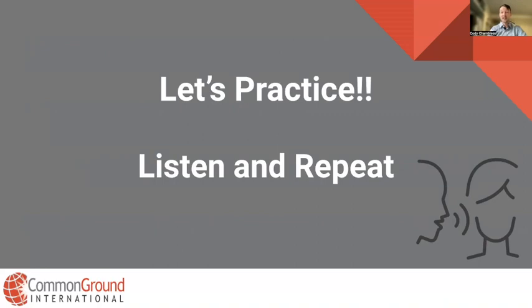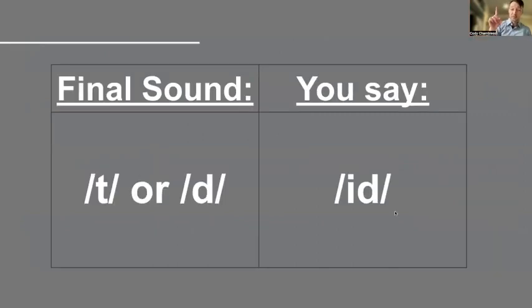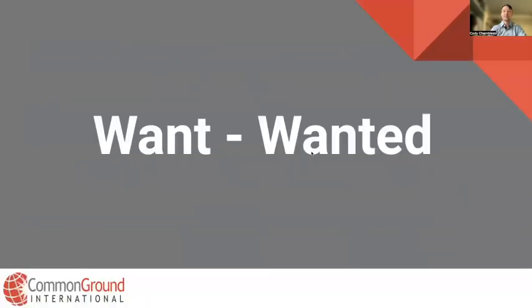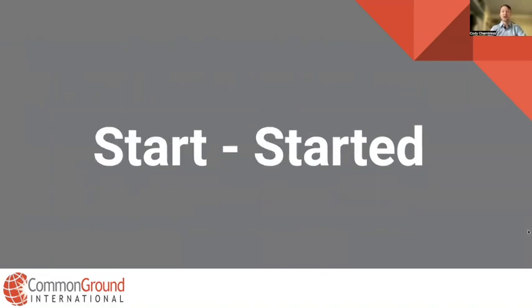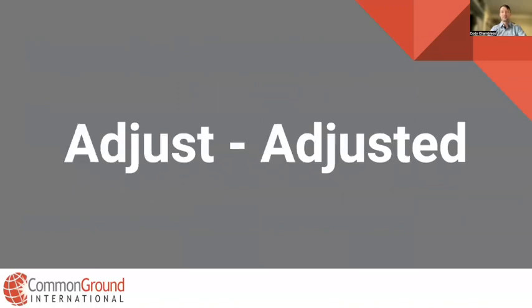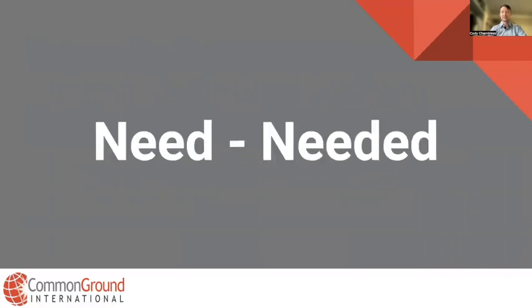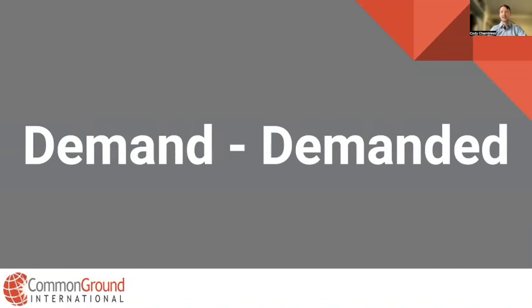Please listen and repeat. So for the first round of practice, the final sound is t or d. So you will say id. For example, want, wanted. Please repeat after me. Want, wanted. Start, started. Adjust, adjusted. Need, needed. Demand, demanded.